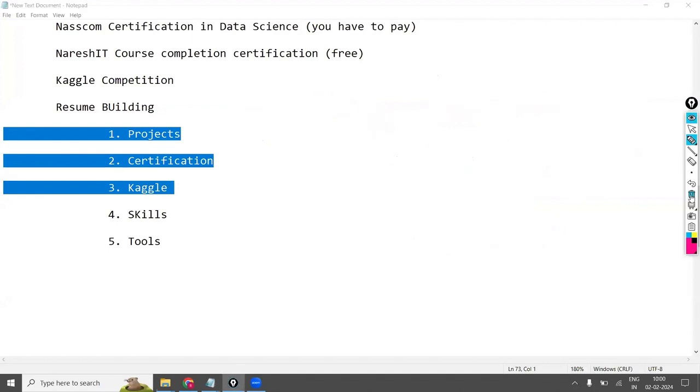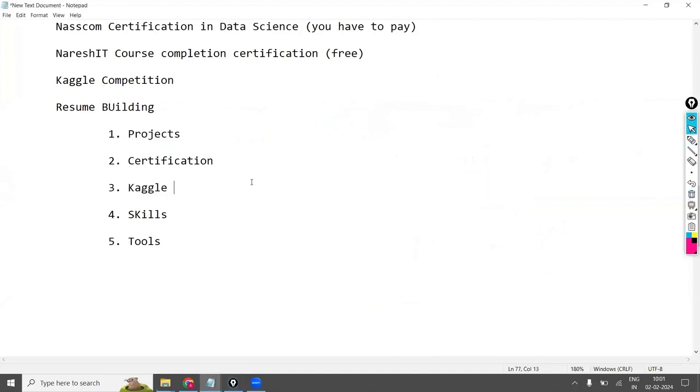Are the points clear? So everywhere it is the same thing. The only one thing you have to do is you have to work and you have to have good subject knowledge. Just by listening to the class or just by paying the fees, if you think you'll get the job, I'm not responsible. I can't give the job for you.